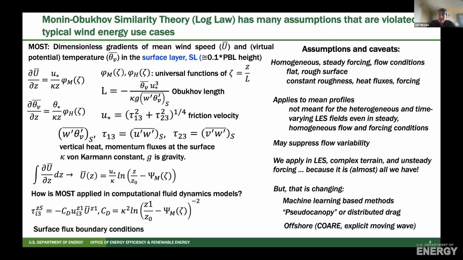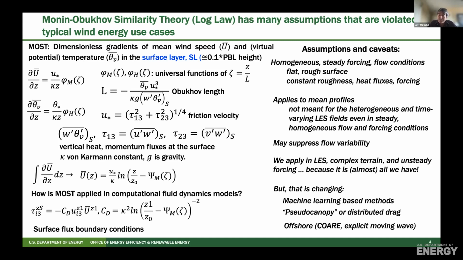Okay, so why do we use it? Well, because it's almost all we have. But that's changing. I'm not going to talk at all about the machine learning based methods that are coming online, but there will be a talk later on today about that. I'm going to talk a little bit about a pseudo canopy model, which is a distributed drag form that helps to correct for some of the implementation issues with Monin-Obukhov.